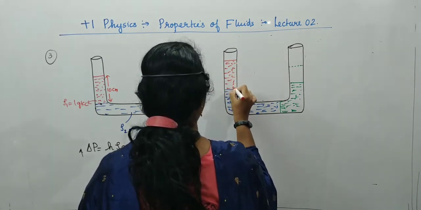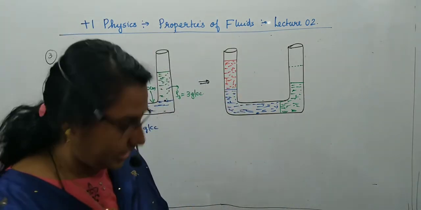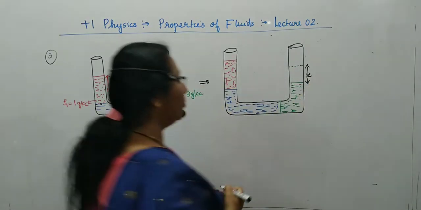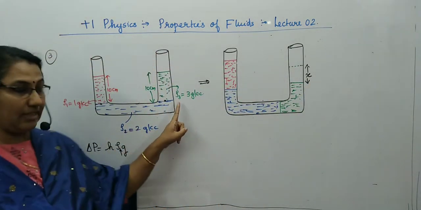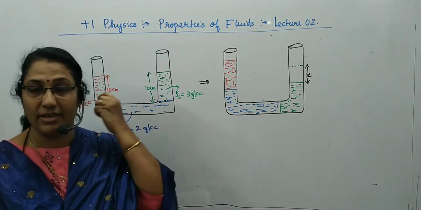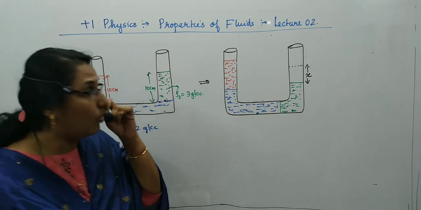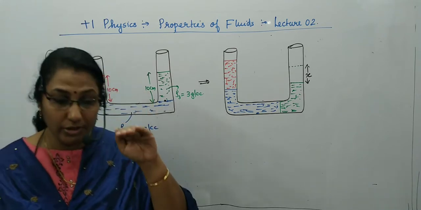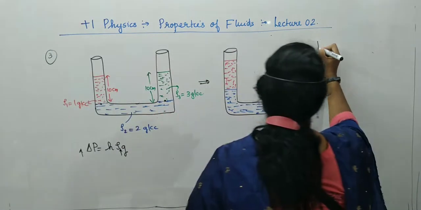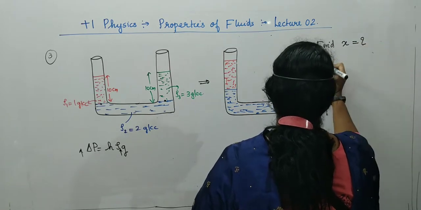Now, this is the position, clear? Okay, the figure is given. And the question is: what is the distance X through which the densest liquid moves down when the system attains equilibrium? Find X. This is the question.